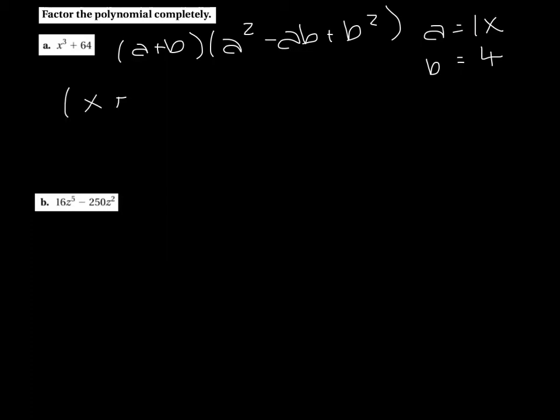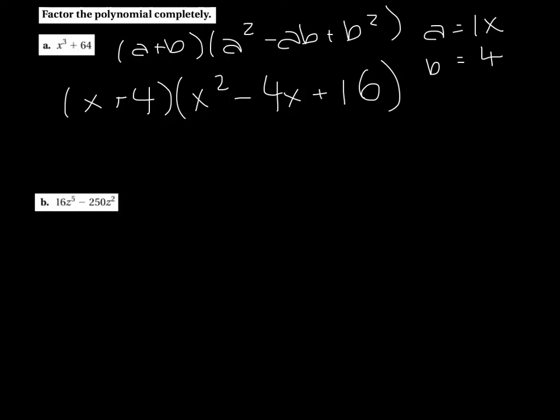So we get x plus 4 is our first term, and our second term here is going to be a squared, which is x squared. A times b is x times 4, which is 4x. So remember, here's where the minus comes in, minus 4x. And our b squared, our b value is 4, so b squared is going to get us 16.